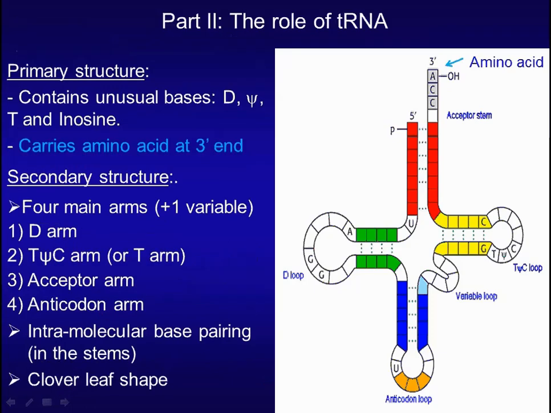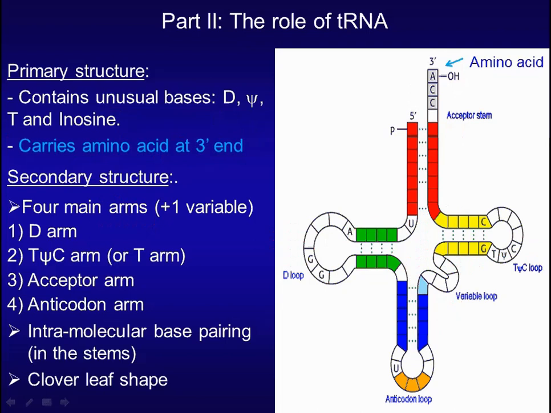Now let's move to part 2. Primary structure of tRNA features unusual bases such as dihydrouridine, pseudouridine, ribothymidine, and inosine. tRNA carries amino acid at the 3' end, right here. The secondary structure of tRNA has 3 features. First feature, tRNA has 4 main arms: D-arm, T-arm, acceptor arm, and anticodon arm. Some tRNA also have an extra arm or variable arm. Each arm typically has 1 loop and 1 stem.